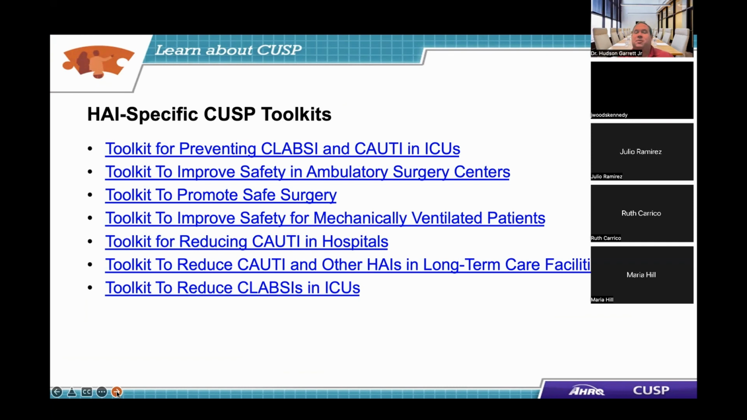So these are the additional CUSP toolkits that are specific to different HAI initiatives that I wanted to share with you. As promised, you can see them listed here. These are live links. So when you click these on the slide, it'll take you directly to that particular link. There's two more that I'll show you here in a second. I know a couple of you I recognize are from long-term care. So you'll notice that there are some there at the end that you can use for long-term care as well.